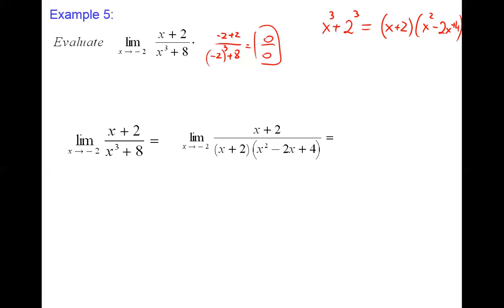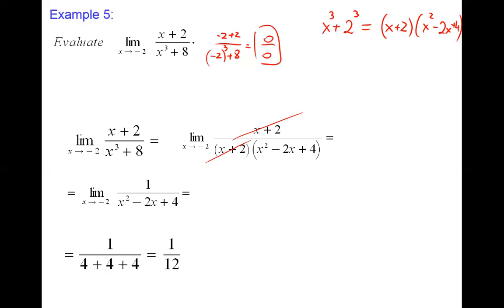Okay, that means I do have this. I see my common factor, x + 2, x + 2. Now I can substitute negative 2. Make sure that we substitute correctly, and it's 1 over 12. The limit at negative 2 is 1 over 12.